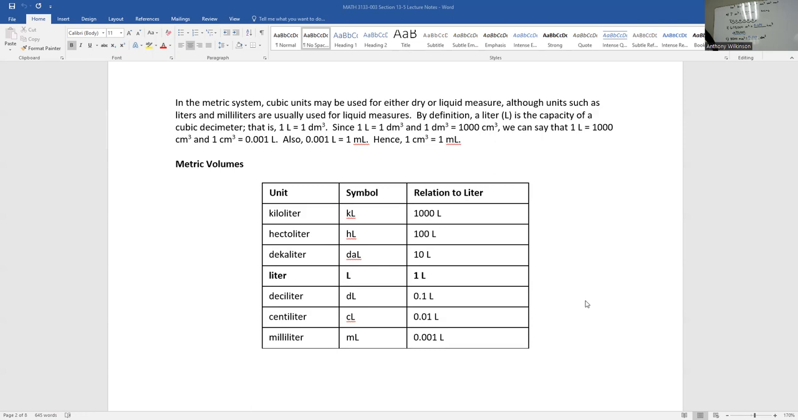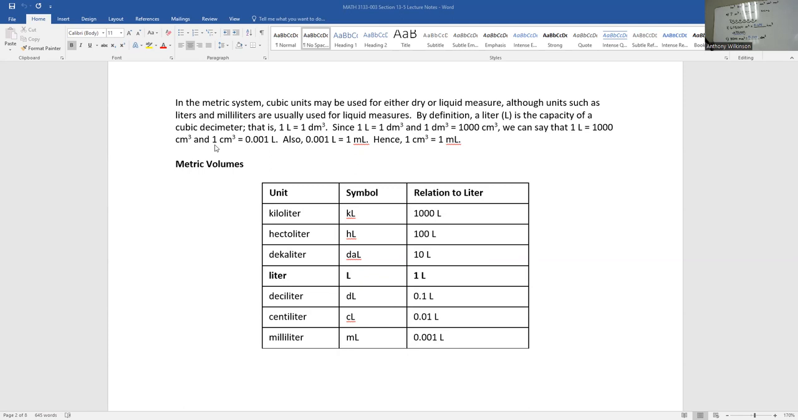In other words, 1 liter is going to be, in this case, 1 cubic decimeter. And since 1 liter is going to be 1 cubic decimeter, and also 1 cubic decimeter would be 1,000 cubic centimeters. And that's because if you're going from decimeters to centimeters, that's one place to the left, but you have to do that 3 times because it's in cubic units. So now we can conclude that 1 liter is going to be 1,000 cubic centimeters.